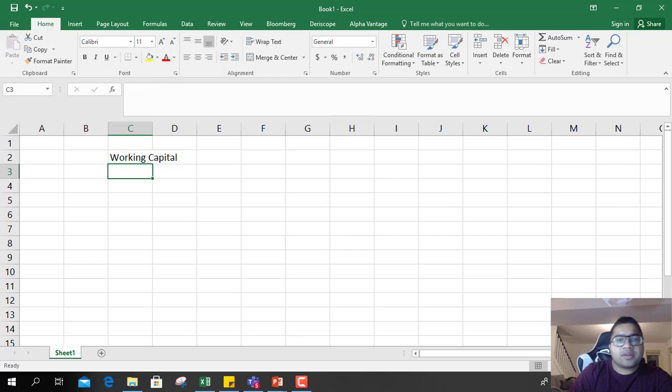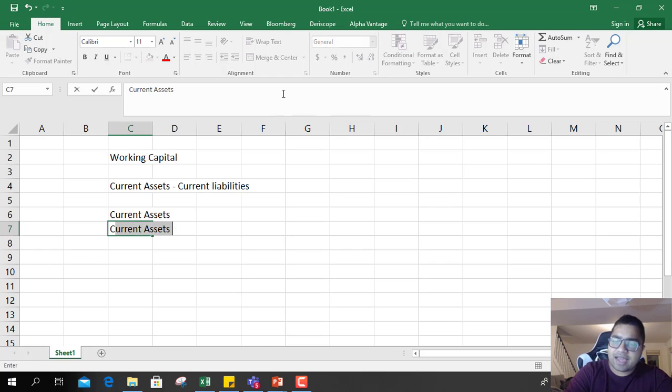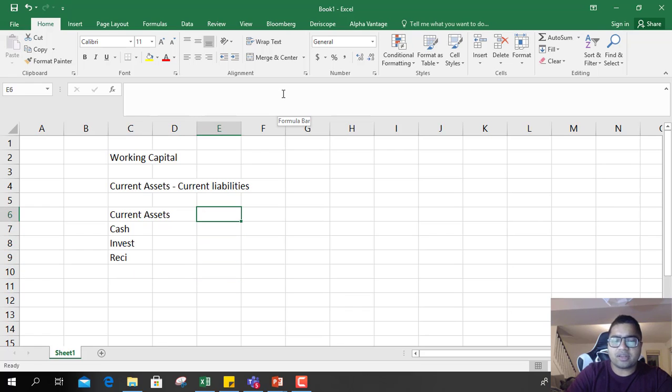Now what is working capital? Working capital consists of current assets minus, that is subtracted by, current liabilities. Now what constitutes current assets? Current assets are generally cash, inventories and receivables. What constitutes current liabilities? Current liabilities are accounts payable.